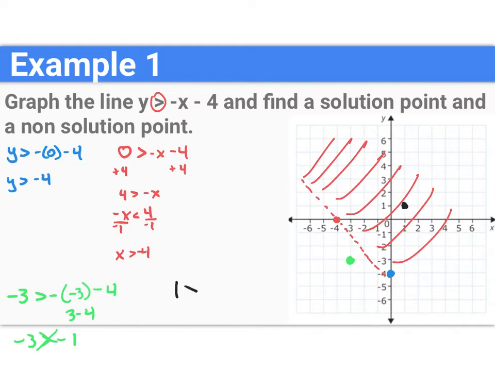Okay, so let's find a solution. (1, 1). 1 is greater than negative of 1 minus 4, which is negative 5. And so that is true. This is a solution, and as we can see, it fits into the solution region. So when we solve a linear inequality, all points in the shaded region satisfy the inequality. And the dotted line would be the boundary splitting the plane in half.